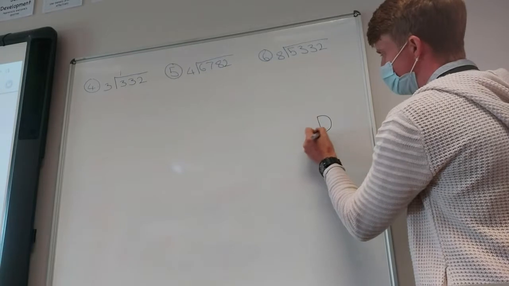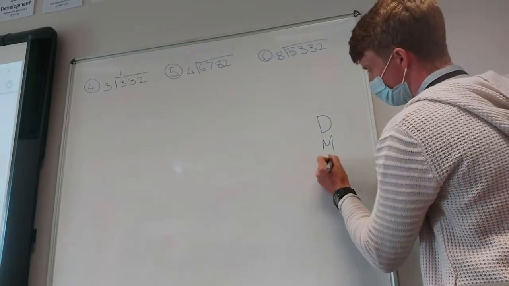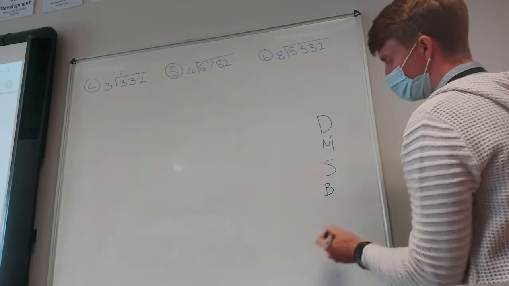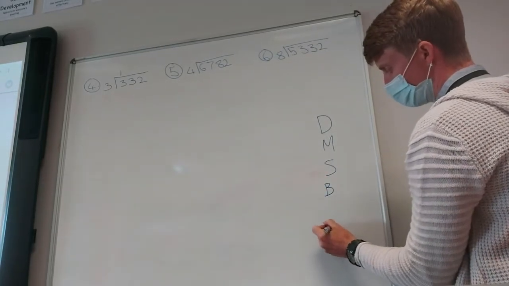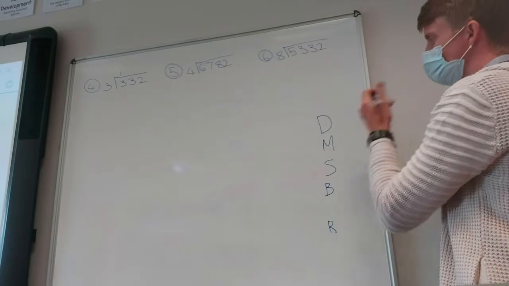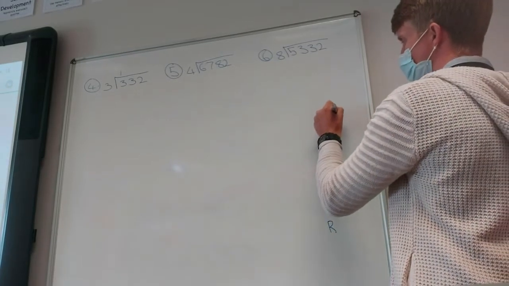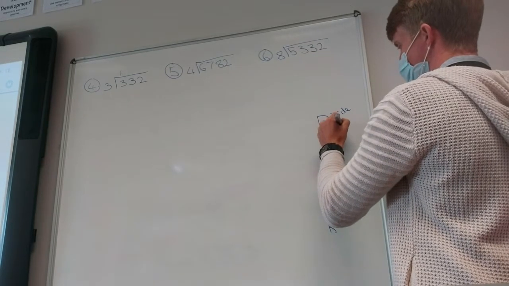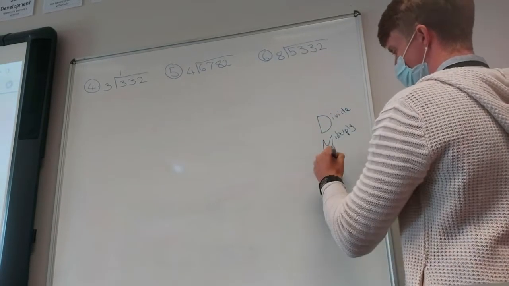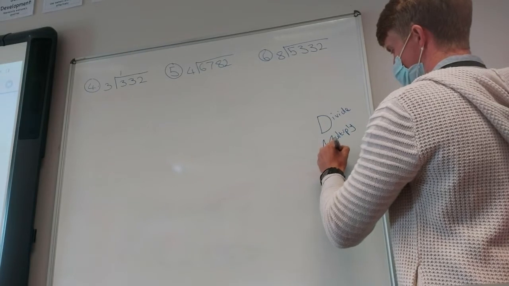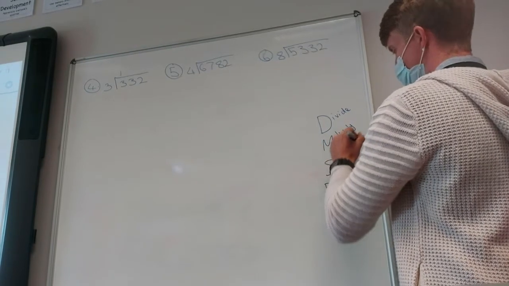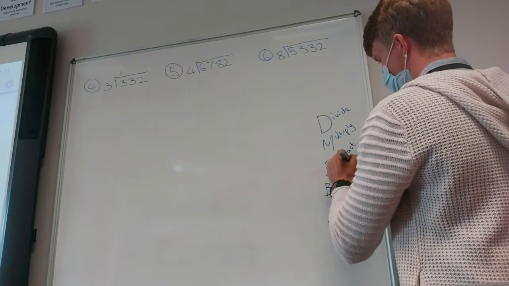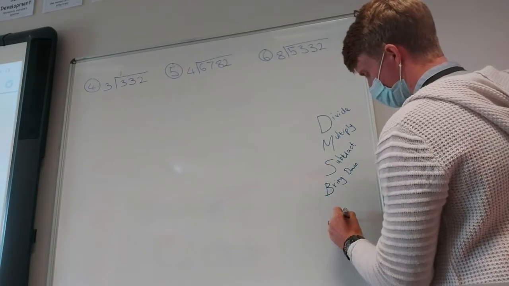We've got D, M, S, and B, and R. Okay, the R comes right at the end. So what does the D stand for? Divide. Multiply. Subtract. Bring down. And then remainder.